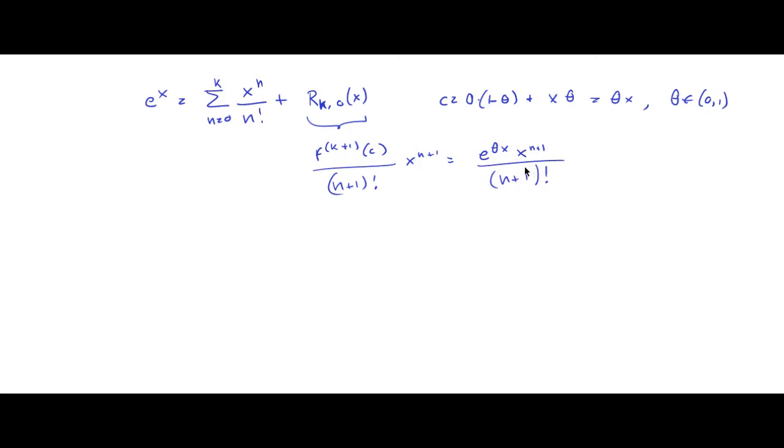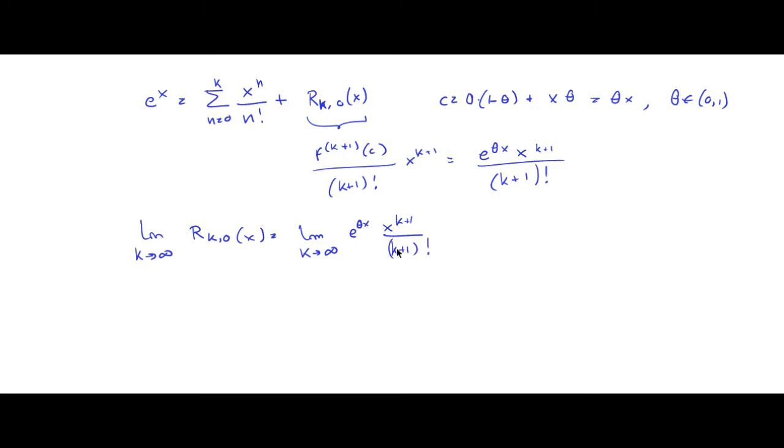Now, what happens if we take the limit when n goes to infinity of this, right? So let's say the limit when, oh yeah, I mixed k and n, sorry. So this is k plus 1 throughout, right? The limit when k goes to infinity of the remainder is going to be the limit when k goes to infinity of e to the theta x times x to the k plus 1 divided by k plus 1 factorial.